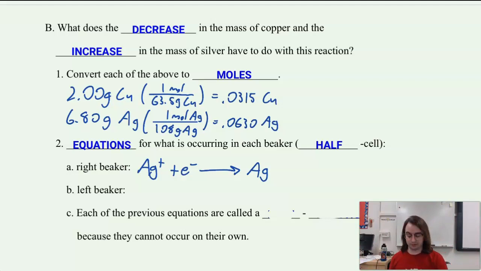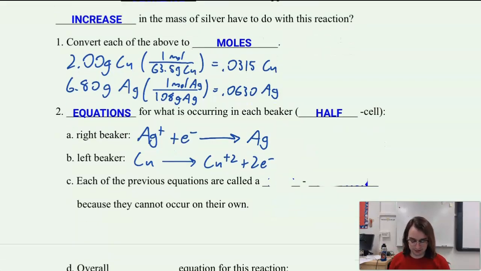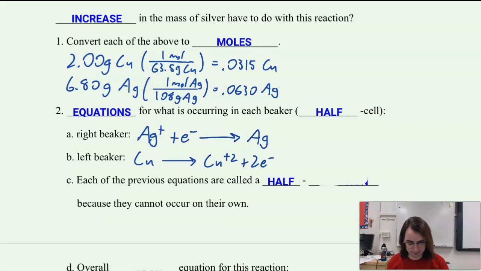Now what about the copper? The copper is losing electrons, so that means we're going to start with copper metal, and we're going to lose electrons, and we are going to become, oh, excuse me, I wrote that the wrong way. Copper metal, and we are going to lose electrons until we ionize, and then we become like this. Sorry, I wrote my electrons in the wrong place, but we're here now. So each of these reactions is called a half reaction because they can't occur on their own.